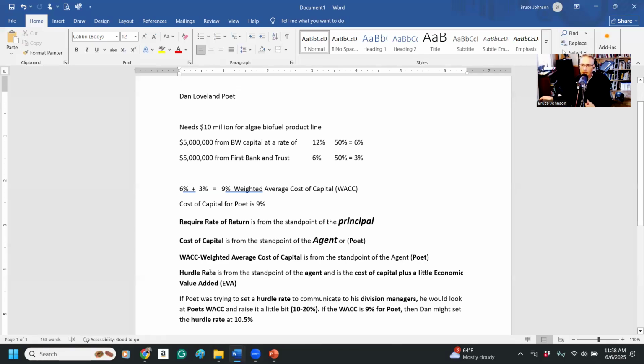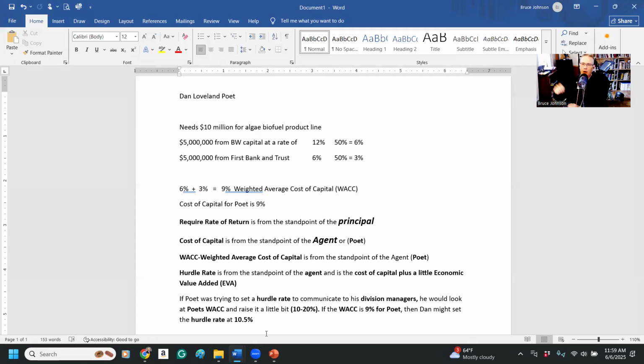The hurdle rate is this: when Dan has his engineers and plant managers come up with these ideas, instead of Dan saying, look, you need to have an internal rate of return on this idea higher than 9%, he's going to add the cushion. He's going to say, you know what, let's make that 10.5% or 11% or 12%, something like that. In that way, there's some cushion in there. So that's called the hurdle rate.